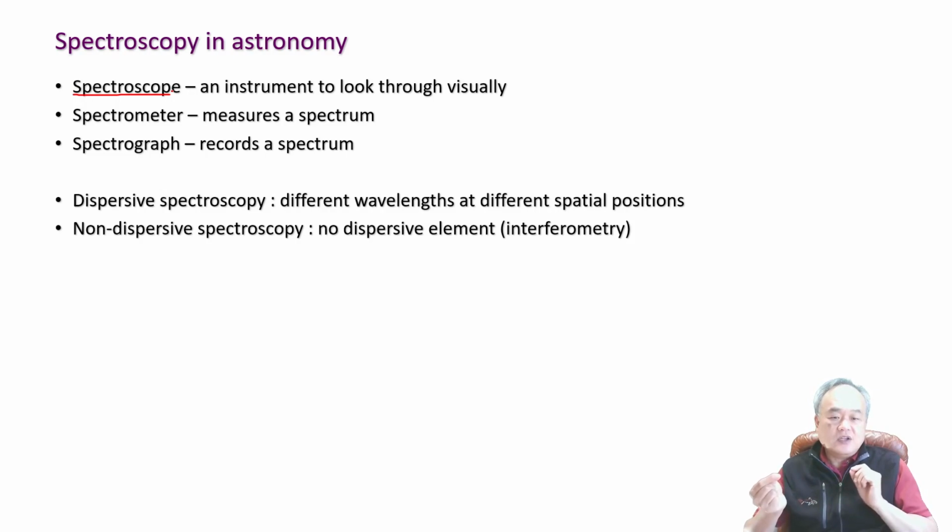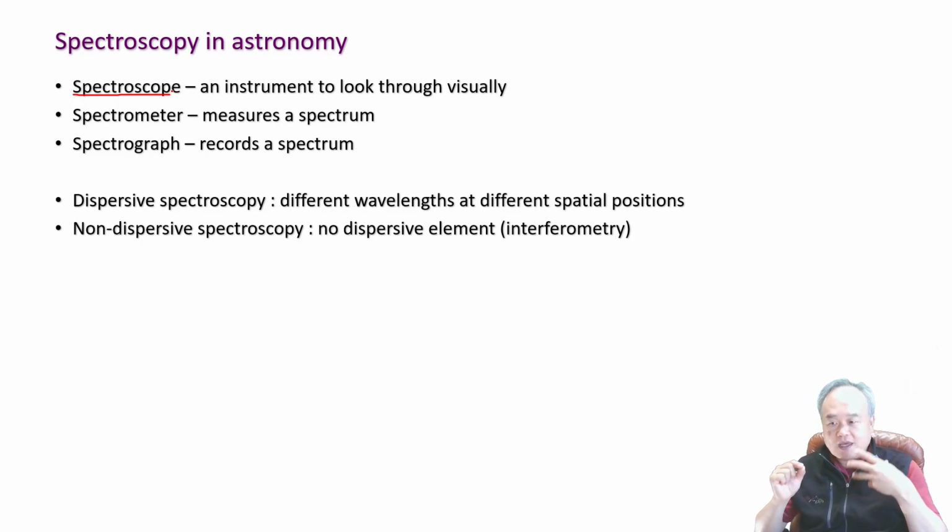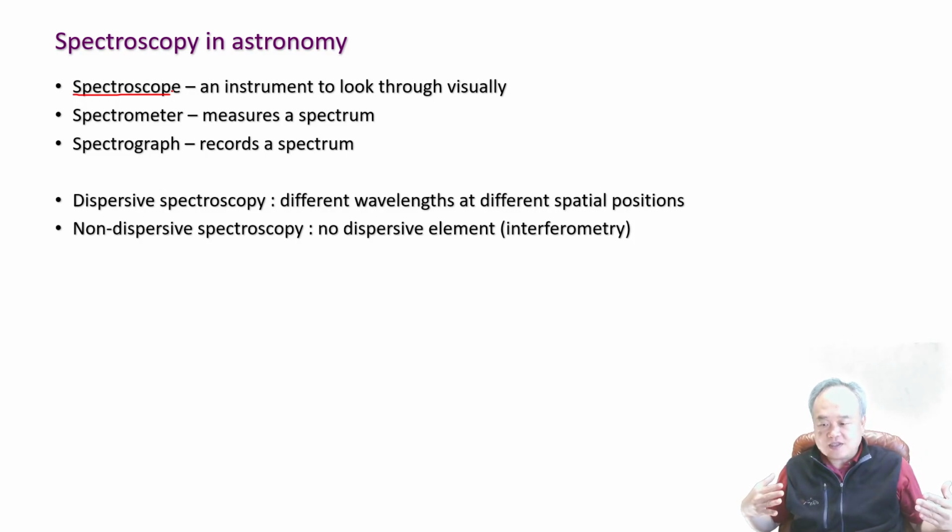Second is non-dispersive spectroscopy, meaning that it is not using a dispersive element, but is using the wave nature of the photons. We use interferometry so that we can separate the photons based on their energy level by using wave interference. So let's first look at the simplest and the oldest used dispersive element, the prism.